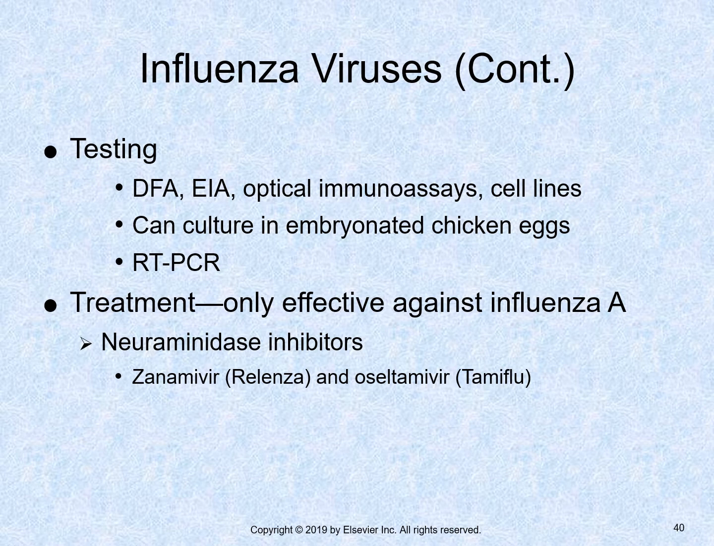Influenza virus can be identified in respiratory secretions by using DFA, EIA, and optical immunoassays. Influenza viruses can also grow in the amniotic cavity of embryonated chicken eggs and various mammalian cell culture lines.